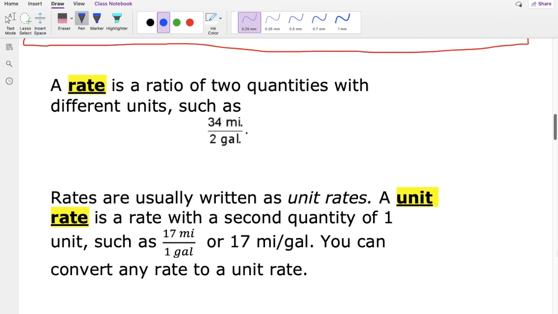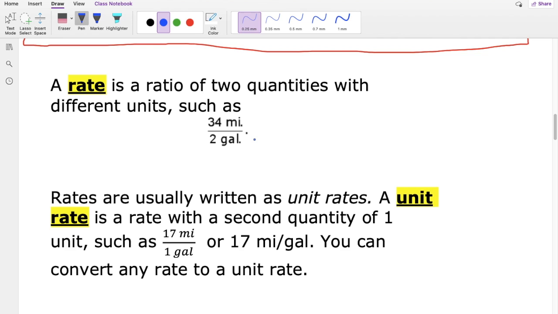In this video, we are going to be talking about rates and unit rates. A rate is a ratio of two quantities with different units. Again, we have some kind of division happening, but this time we have different units involved. For instance, we have 34 miles over 2 gallons. When we say this in words, we use the word per. Per means division. So this is 34 miles per 2 gallons.